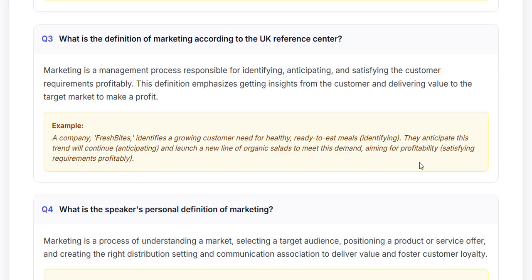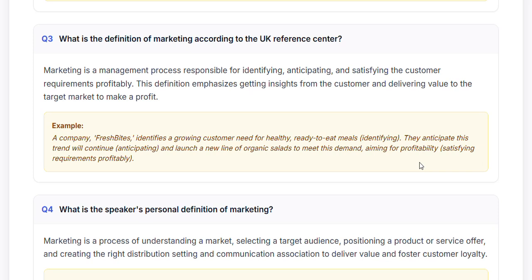So if we jump into question number three, what is the definition of marketing according to the UK's Chartered Institute of Marketing? Marketing is the management process responsible for identifying, anticipating, and satisfying consumer requirements profitably. This definition emphasizes getting insight from customers and delivering value to the target market to make a profit.